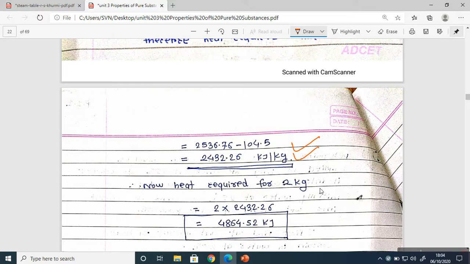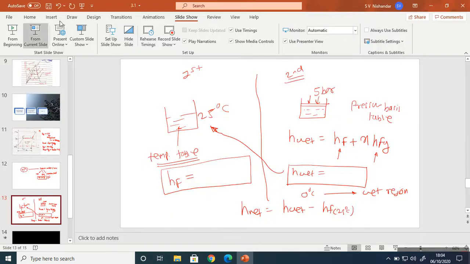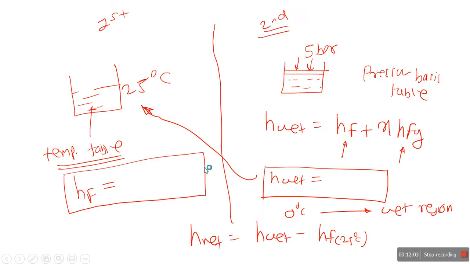And they ask for 2 kg, so just multiply by 2. The kg cancels and we get 4864.52 kilojoules of energy required to convert the 25 degrees Celsius water into wet steam. Hopefully you understood this concept of the skeleton. Don't confuse between the temperature basis and the pressure basis table.